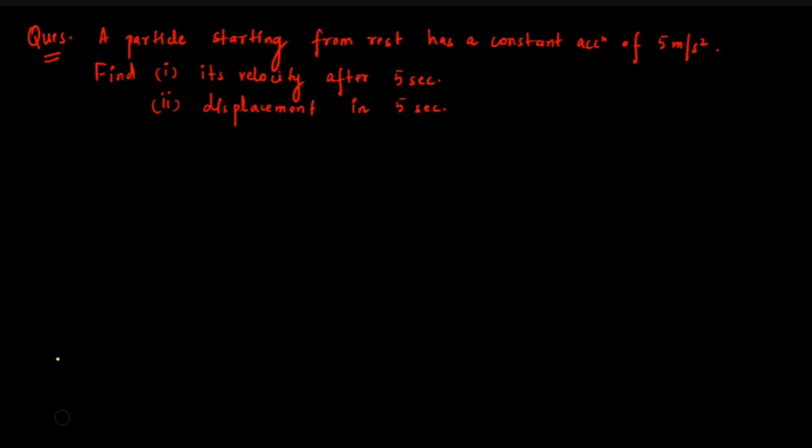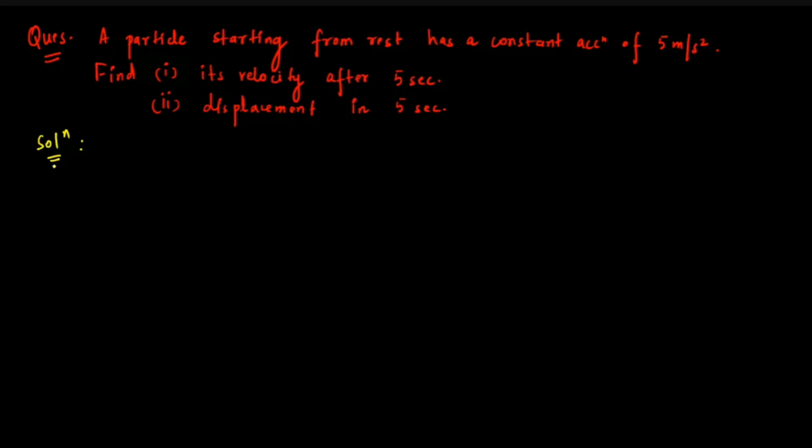Now we have to figure out what is given to us. Whenever you see the words a particle starting from rest, it means the initial velocity was zero. Rest means the particle was not moving. So Vi is 0 meters per second. It has an acceleration of 5 meters per second square. For the first part, we have to find its velocity after 5 seconds. So the time is 5 seconds.